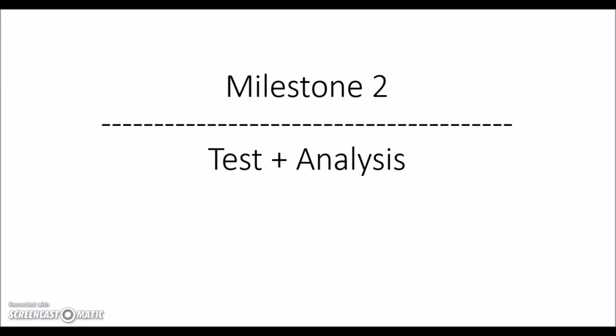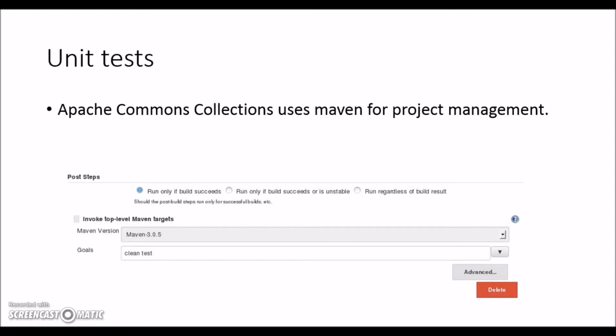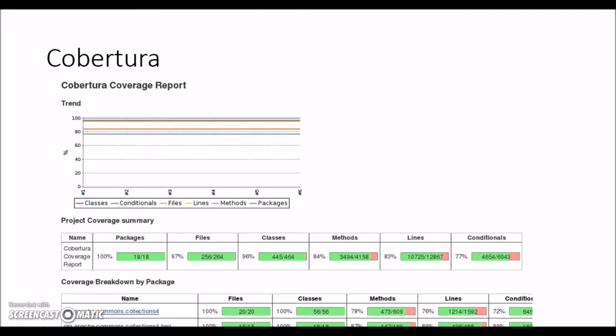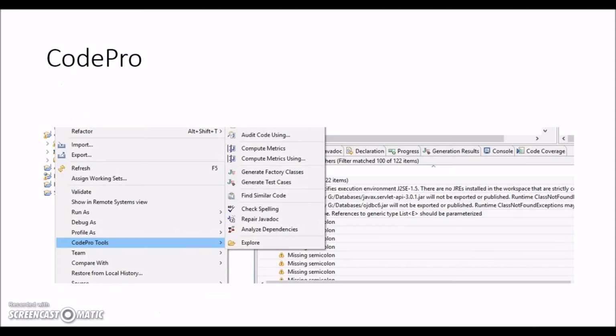Next, let us see the test and analysis milestone. We used the Apache Commons Collections project for this milestone. Apache Commons Collections uses Maven for project management. So to run unit tests, we have configured it in Jenkins accordingly. We used the Cobertura Jenkins plugin to generate the code coverage report. And we can see the initial coverage report, which is about 83%.